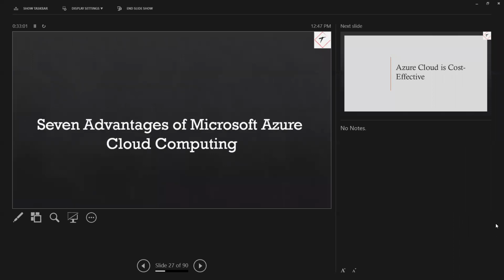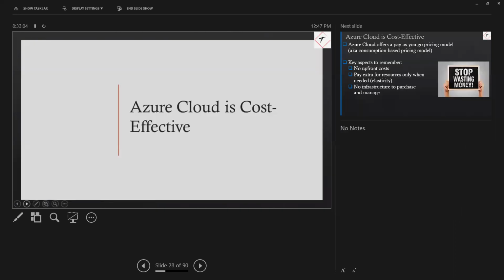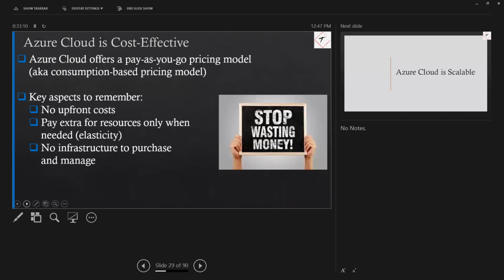So let us look at the advantages of Azure Cloud Computing. First, Azure is cost effective. How is it cost effective? Because it offers you a pay as you go model in pricing, also known as the consumption based pricing model. So you don't have to pay upfront cost. You do not have to pay for resources which you do not use, and you don't have to manage infrastructure, or go to purchase and manage typical hardware for yourself. So Azure Cloud can be very cost effective.